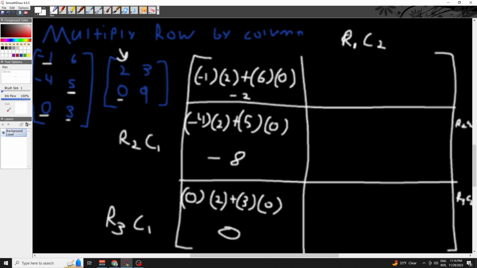Moving on to this right side now, row 1, column 2. We're going to start out with row 1, which is 1, or negative 1.